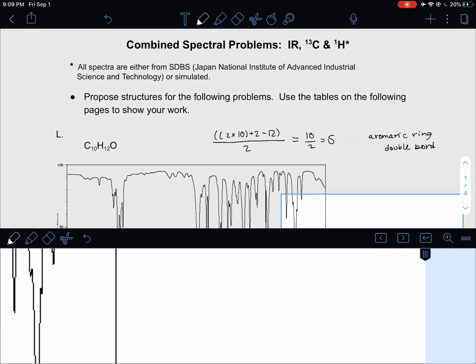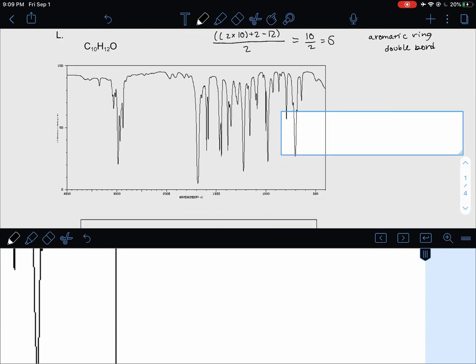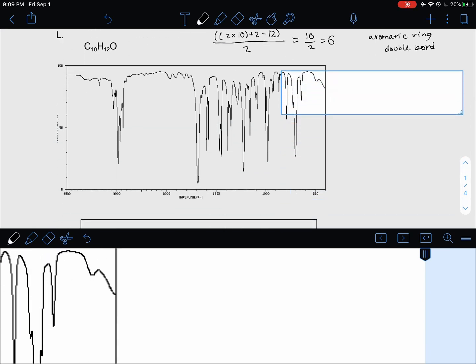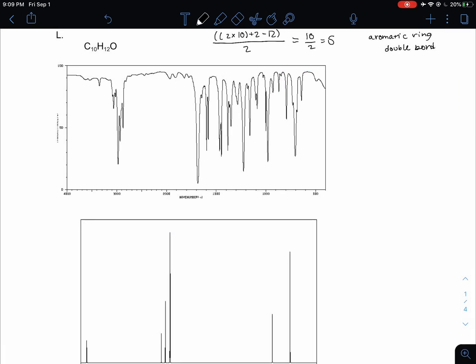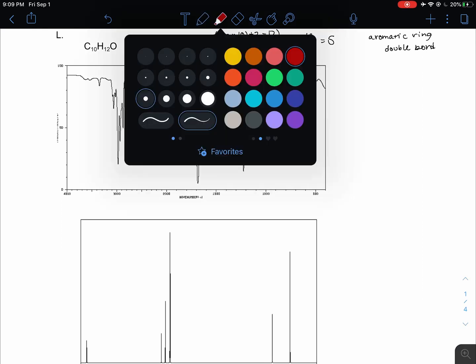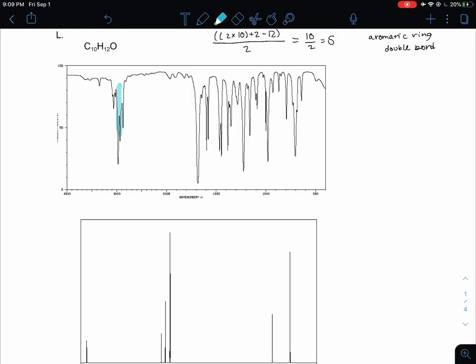The first graph that we can look at is here. It's called an IR graph. This is going to tell us the functional groups that we have. So we'll go through the values to determine the functional group. This group over here by 3000 shows a likely sp3 CH group.